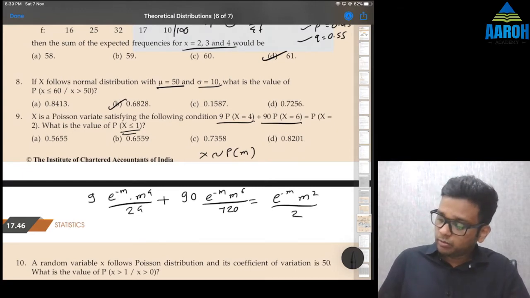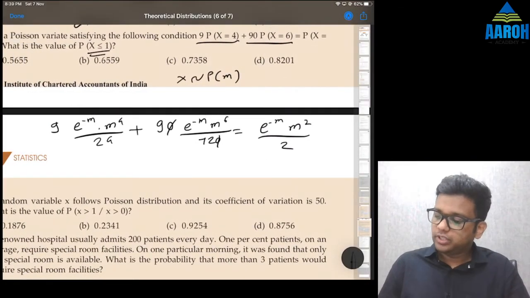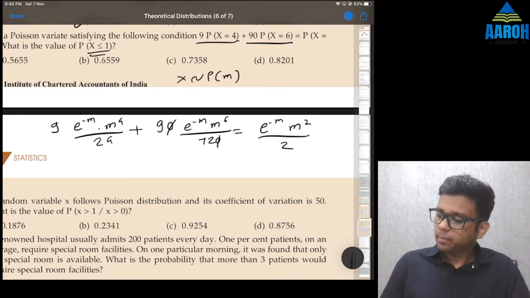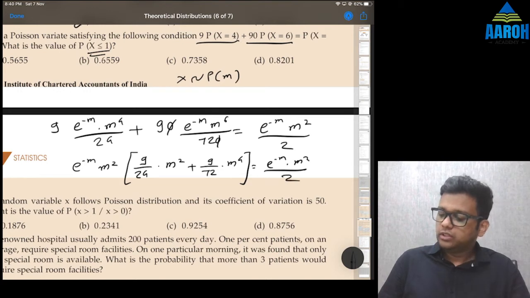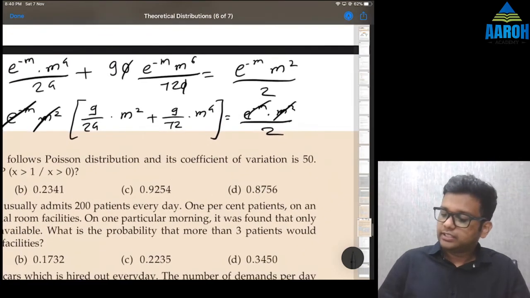Let's take some commons, and this 0 0 we can cancel. If you see, e raised to minus m can be taken common and m raised to 4 can also be taken as common, right? So let's take m square common. Let's see what happens. So e raised to minus m into m square, if we take common, then in bracket we'll have 9 by 24 into m square plus 9 by 72 into m raised to 4, because we have taken m square common, is equal to e raised to minus m into m square upon 2. So e raised to minus m and m square will be cancelled because on both sides they are multiplying. Fine. Let's try to cancel this.